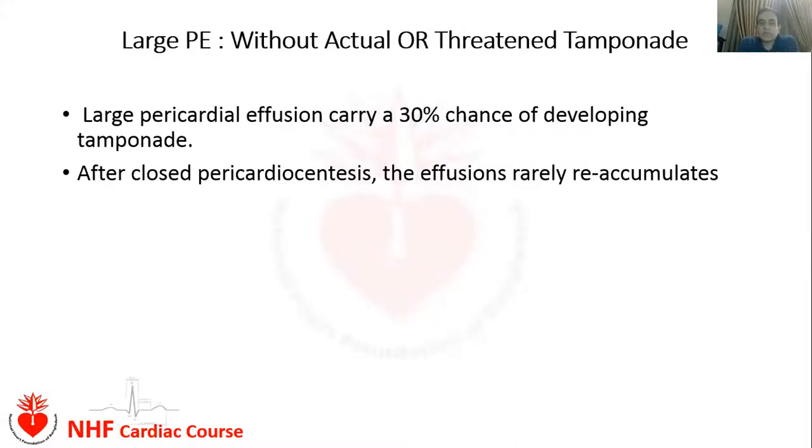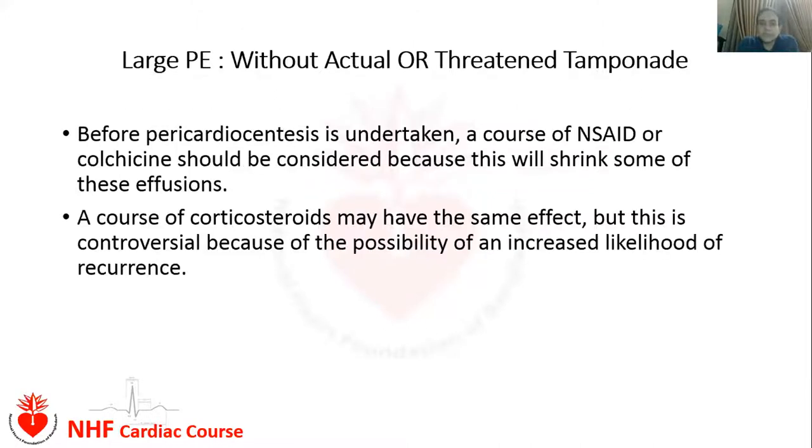After closed pericardiocentesis, the effusions rarely reaccumulate. Before pericardiocentesis in these cases, a course of NSAID or colchicine should be considered because this will shrink some of the effusions. A course of corticosteroid may have the same effect, but its use is controversial.